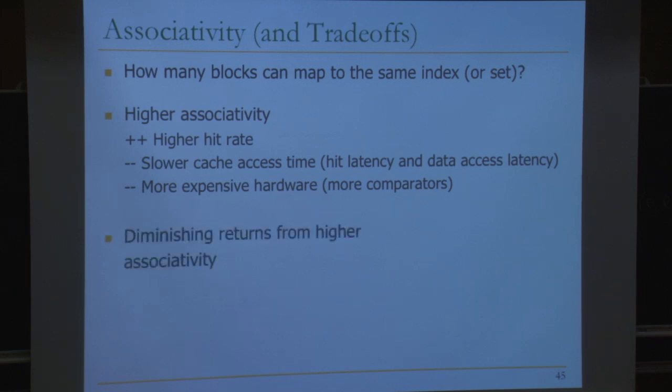It turns out there's diminishing returns from higher associativity. This is the curve that you usually get in a cache. X-axis is associativity, y-axis hit rate of the cache. And as you add a little bit of associativity, you gain a lot of hit rate. But as you keep adding more associativity, the benefits are diminishing. And usually, you get most of the benefit from going from a direct map cache to a two-way cache. Of course, it's all average across many programs. Individual programs can behave very, very differently.